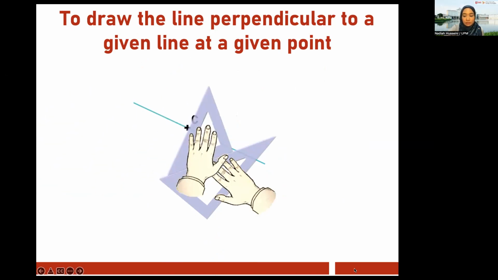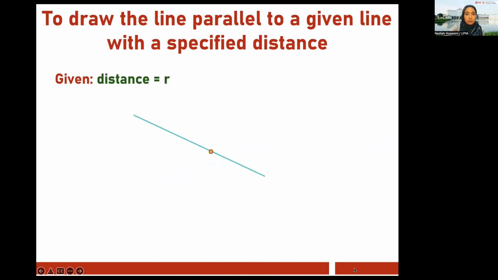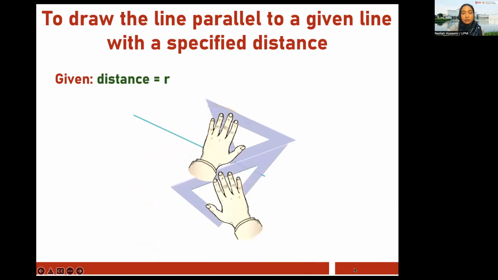Okay. Sorry. Okay. So here just now we covered how to draw a line parallel to the given line with a specified distance. Okay, so this is what we did. So we slide the 45-degree triangle, and it has to meet the arc, and that's your parallel line. Draw it.